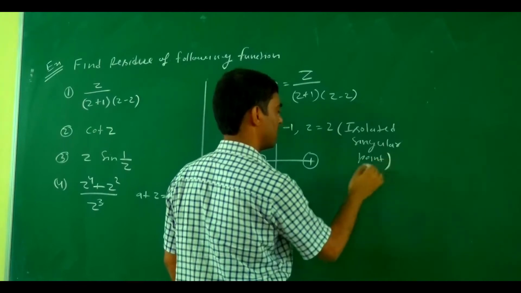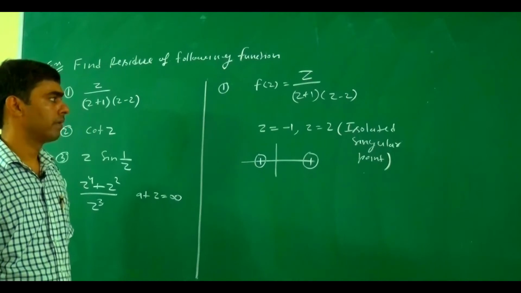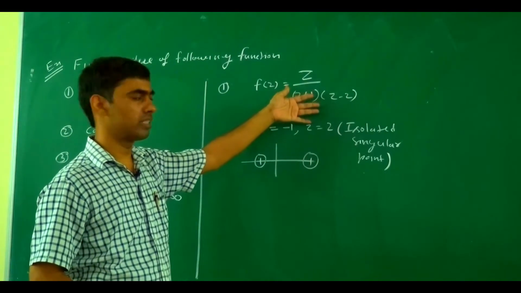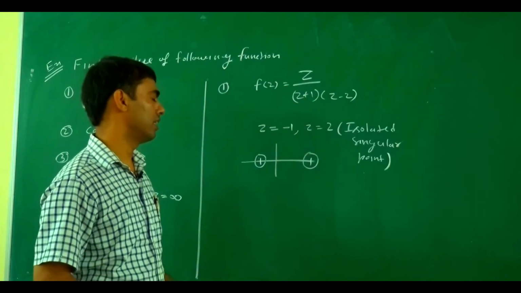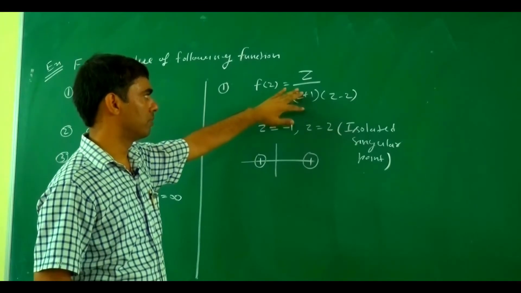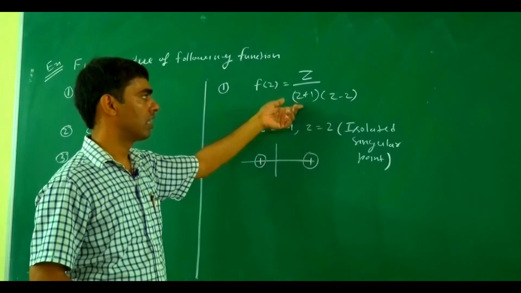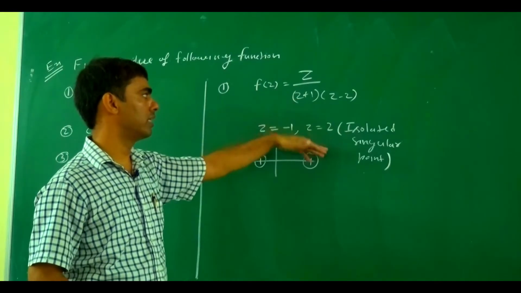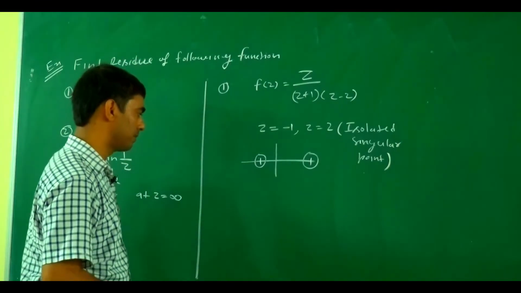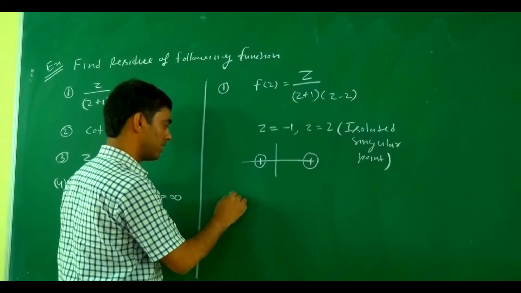Isolated singular points. If this is an isolated singular point, then it is either a pole of order 1, a removable singularity, or any other one, meaning an essential singularity. Here, if we closely observe, at z equal minus 1 this is a pole of order 1, and at z equal 2 there is also a pole of order 1. So how do we find the residue?